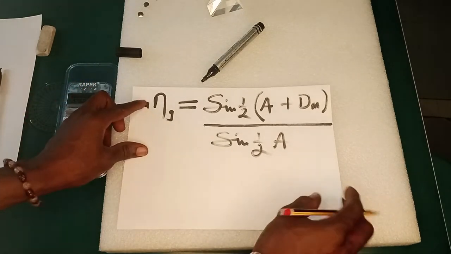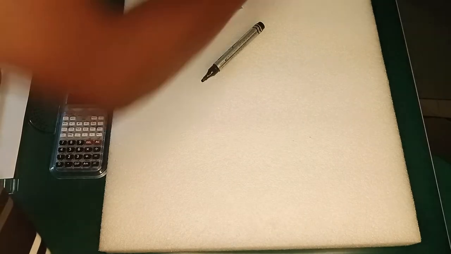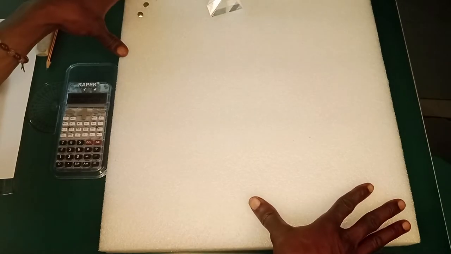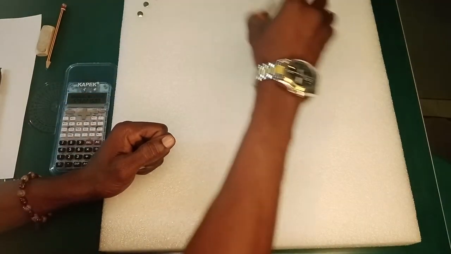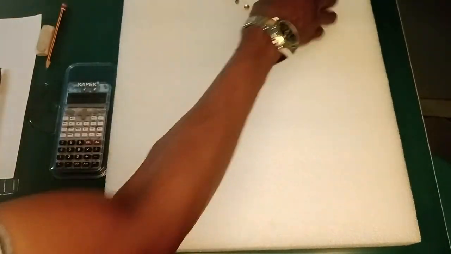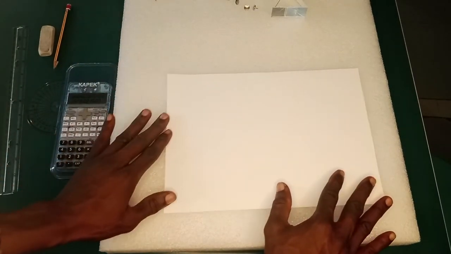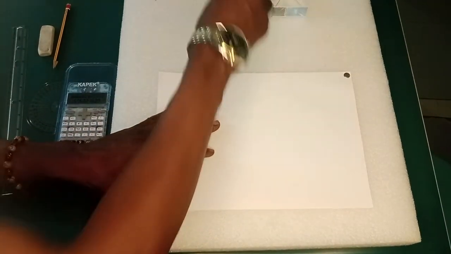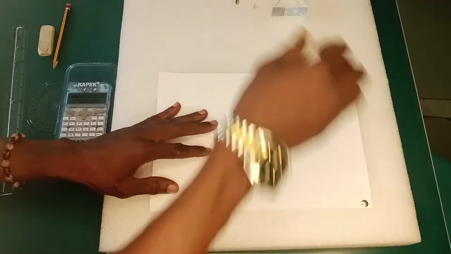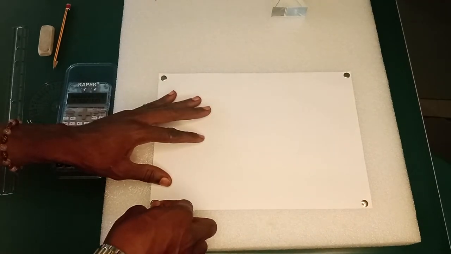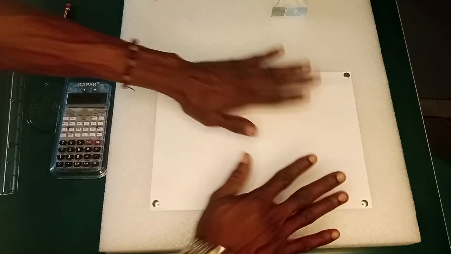So let's go straight to the point. The apparatus we need here, we just need a tracing board, which is already what you are seeing here. We need this guy. We need four optical pins. We need a tracing paper. And we're gonna fasten this to the tracing board, so that while drawing our diagram the paper will be firm and not moving anyhow. We are good with that.